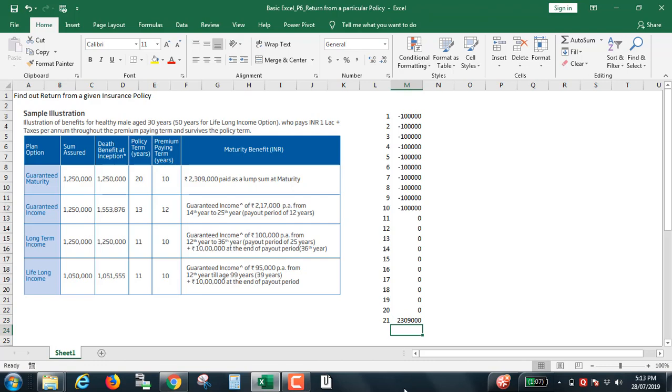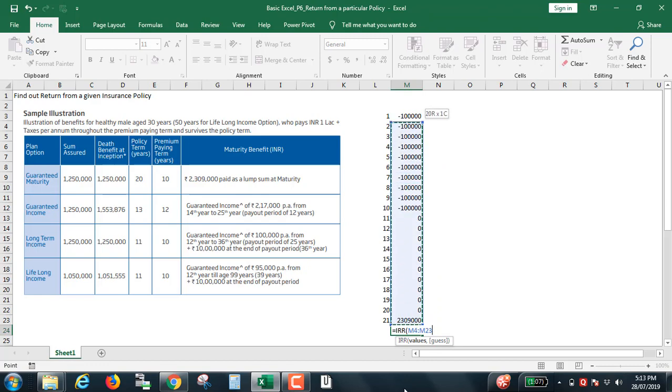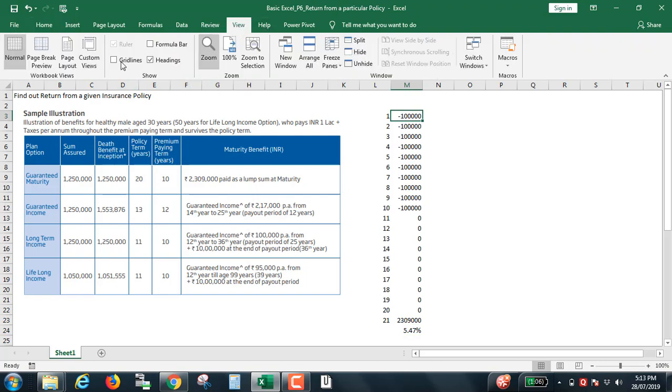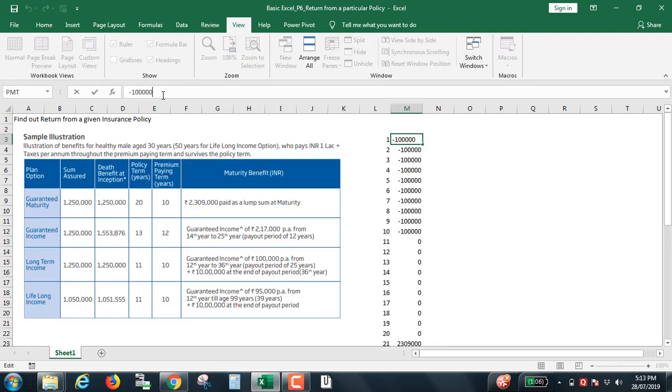And now we will calculate the ROI. For ROI, we have a formula called IRR, the internal rate of return. This will calculate the return from a series of cash flows. This is my series of cash flow, and now I'll press enter and the return will be calculated. This is 5%, and if I increase the decimal places, this is 5.47%. Now if I include taxes in that, what will be the ROI?